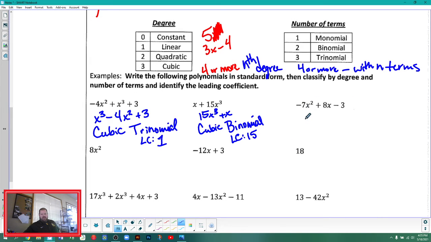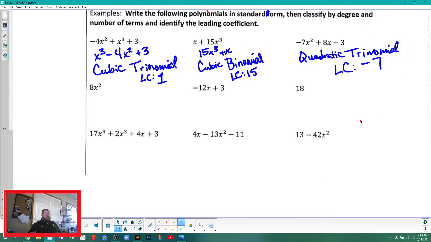And so it is a quadratic because the highest exponent is 2. There's 3 terms, so it's a trinomial with a leading coefficient of -7. Okay, I'm going to leave the rest of those because it's a lot of the same thing and I want to save a little bit of time. I guess I can say them. This one's a quadratic monomial with leading coefficient 8, a linear binomial with leading coefficient -12.